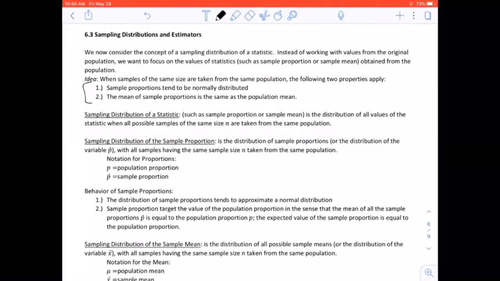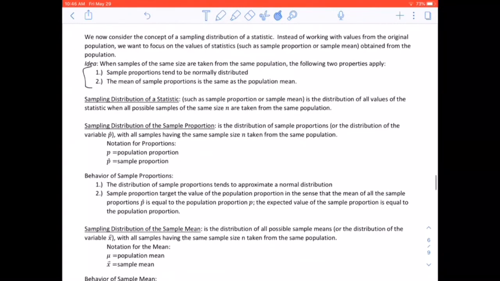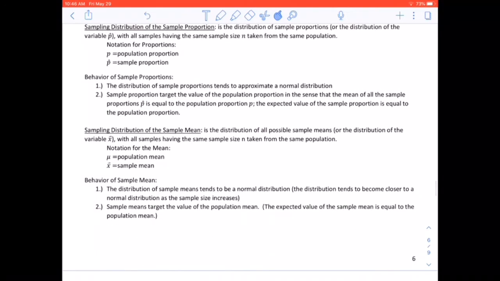So the sampling distribution of the sample proportion is the distribution of the variable p hat with all samples having the same sample size n taken from the same population. Some notation: p is equal to the population proportion and p hat is the sample proportion like we saw earlier. Behavior of the sample proportion. First, the distribution of the sample proportion tends to be approximately normally distributed. And second, the sample proportions target the value of the population proportion in the sense that the mean of all the sample proportions p hat is equal to the population proportion p. The expected value of the sample proportion is equal to the population proportion.